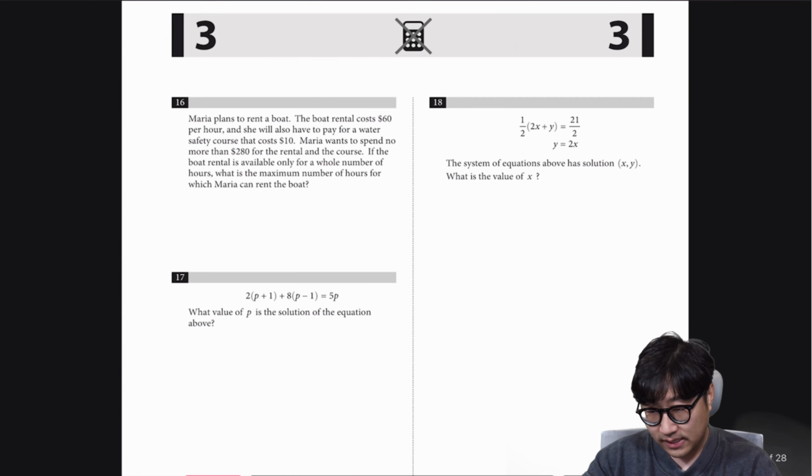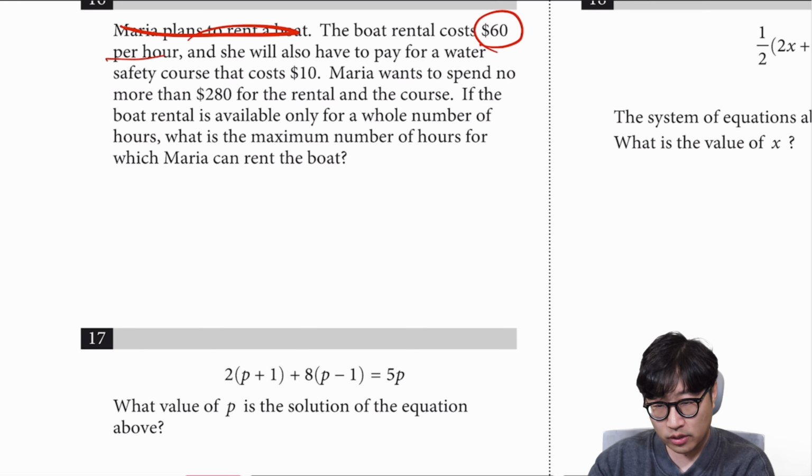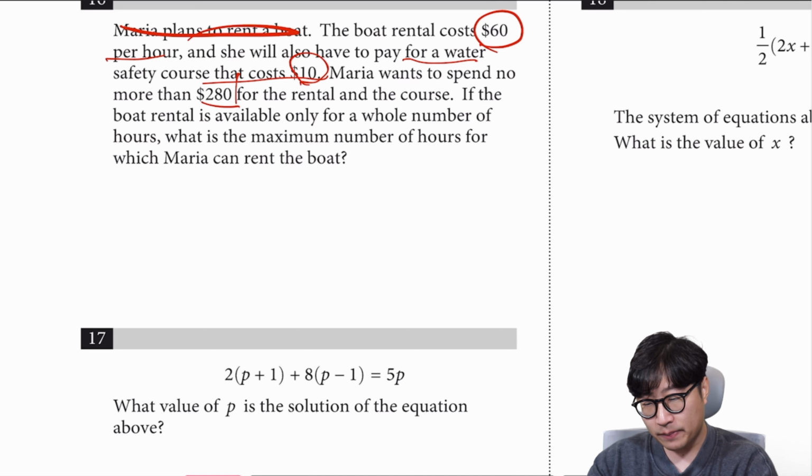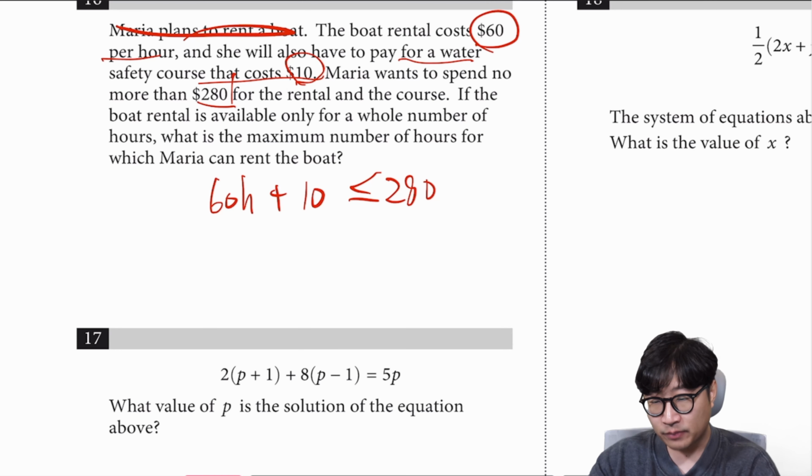All right, number 16. Maria plans to rent a boat. The boat rental costs $60 per hour, and then she'll also have to pay for the water safety course. That's $10. Okay, Maria wants to spend no more than $280. So $280 or less, and what you got is $60 per hour. So H many hours, and then the $10. If the boat rental is available for only a whole number of hours, so what is the maximum number of hours?